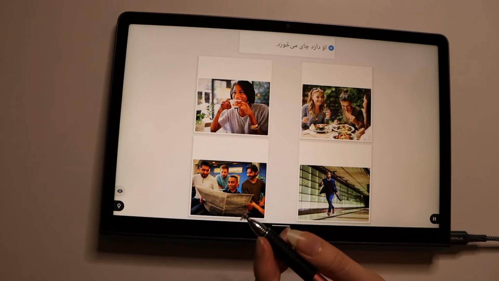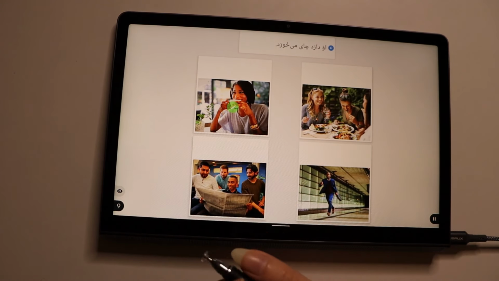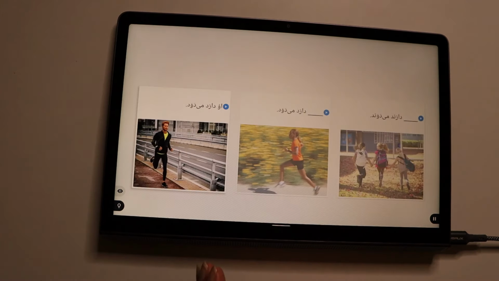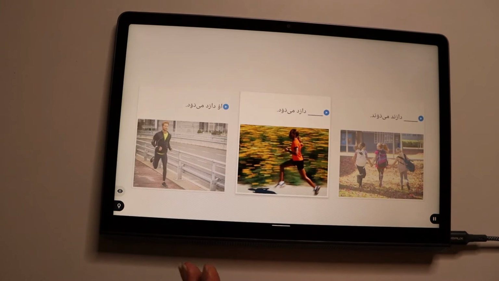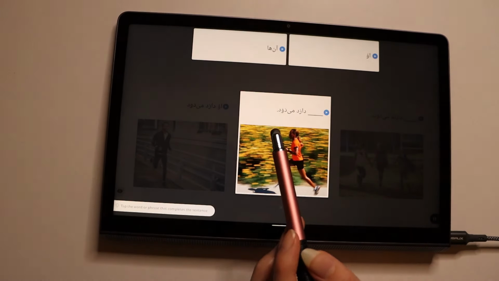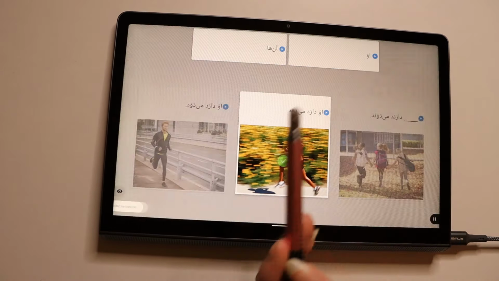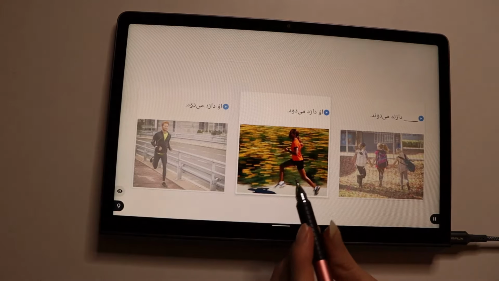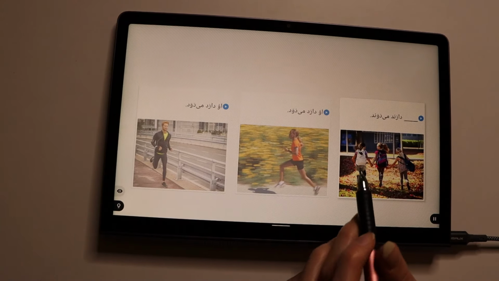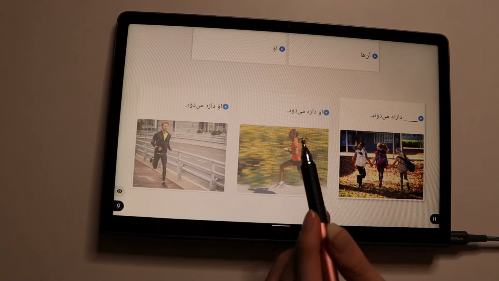او دارد چای می‌خورد. This is the chai. Someone drinks chai. می‌دود, running. او, it's just one person. او دارد می‌دود, running. Would that be the words? This is multiple people.